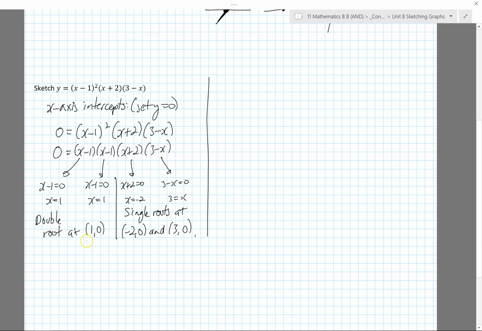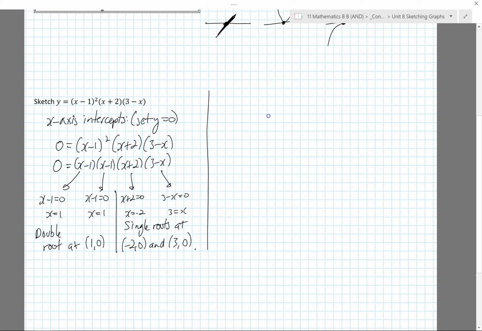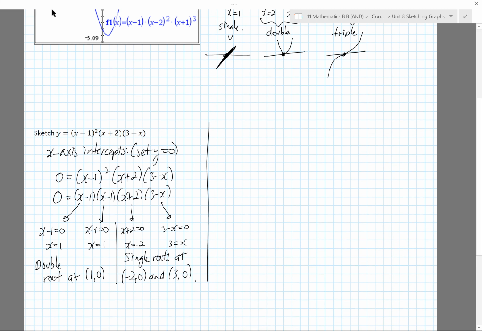So I end up finding a double root at (1, 0) and single roots at (-2, 0) and (3, 0). If I'm trying to find what sort of a quartic this is going to be, I can just look at the x values. So I've got x squared times x times minus x, which if I multiply all these together, we get minus x to the power 4. So I know it's going to be a negative quartic, just looking at the x values.